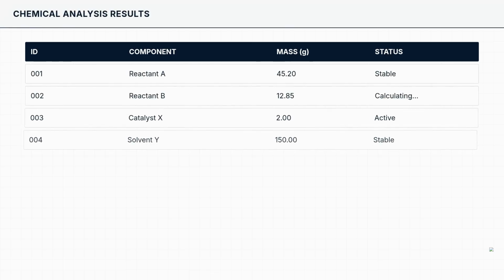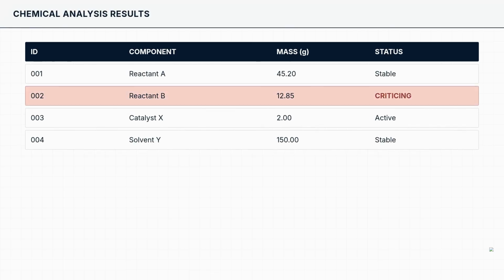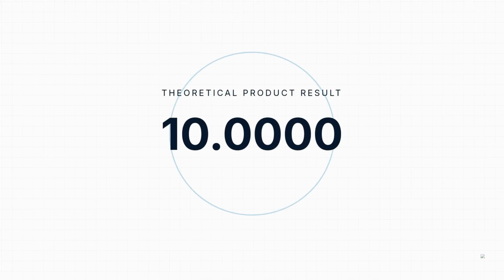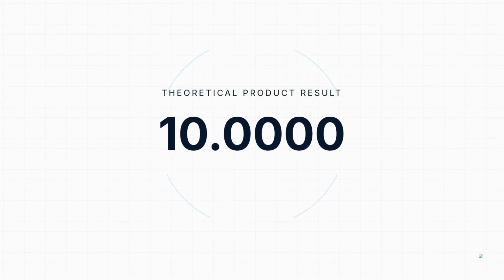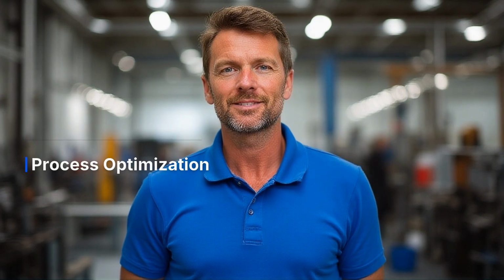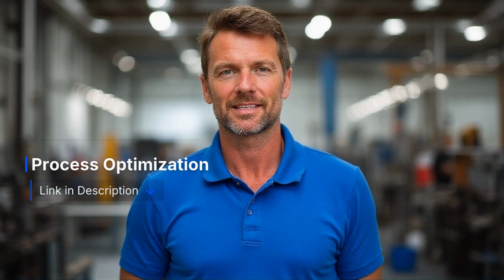The calculator shows reactant B as the limiting reagent, meaning it will be completely consumed first. The theoretical product is 10,000 moles, which is the maximum amount of product possible. Reactant A is identified as the excess reagent with 0.0 moles remaining, indicating both reactants are fully consumed in this balanced scenario. This tool streamlines stoichiometry calculations for process optimization.